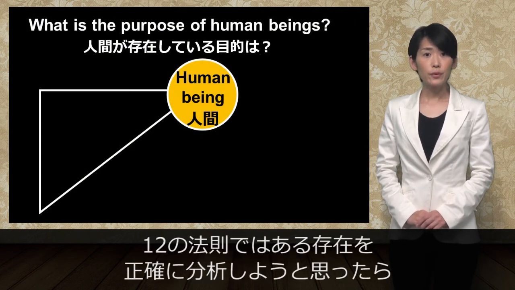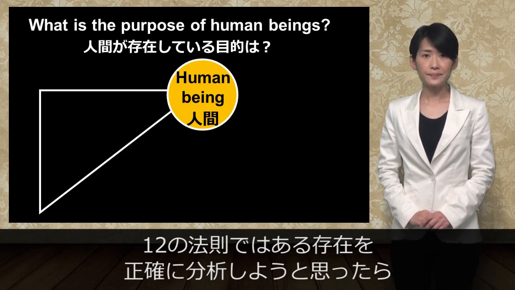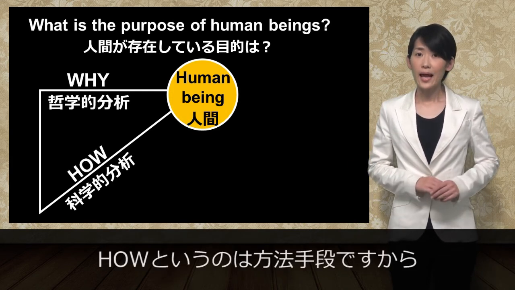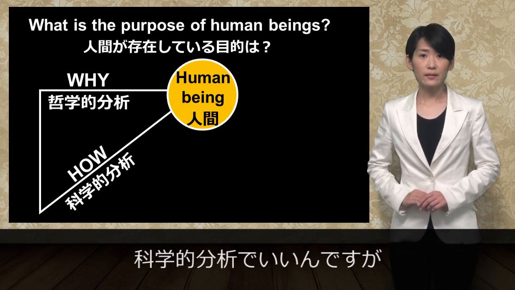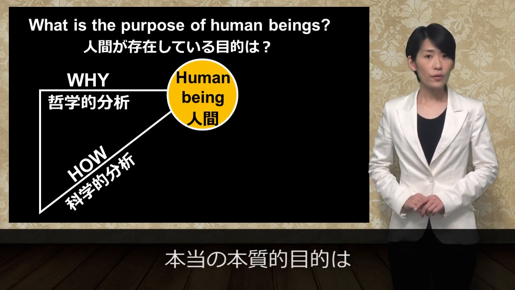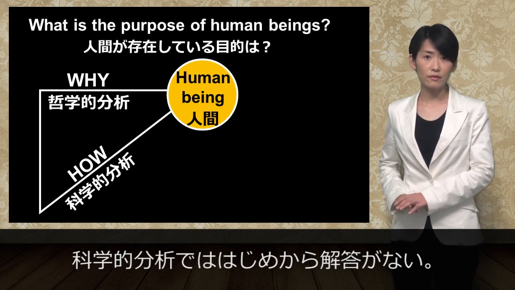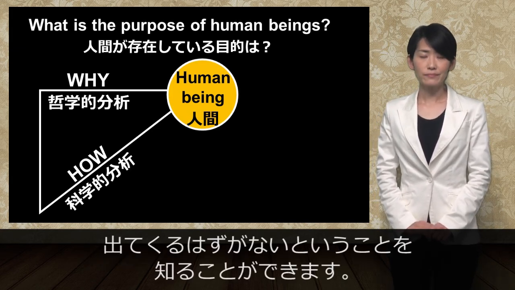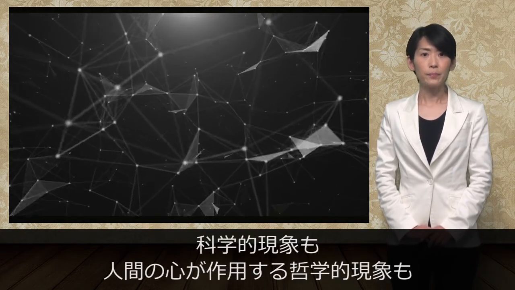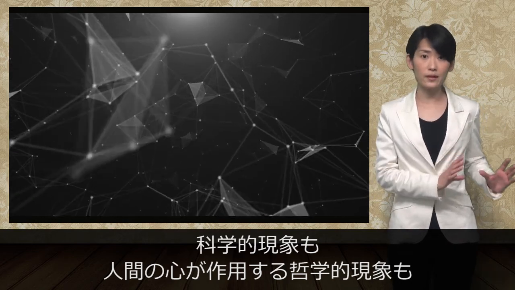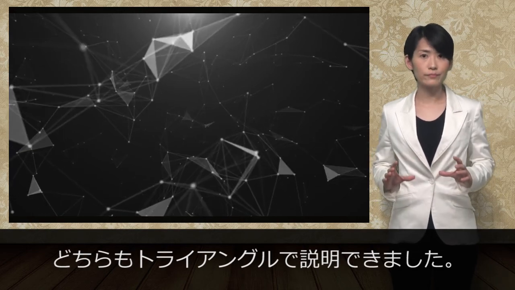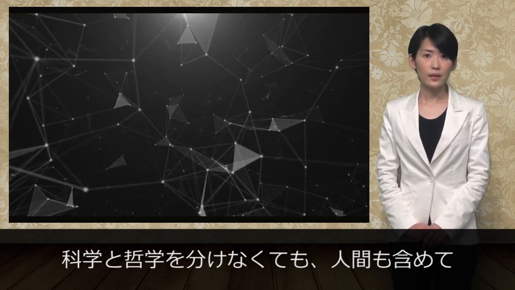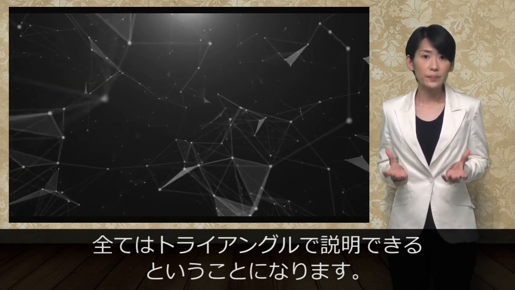In the 12 laws, if you want to analyze an existence accurately, there is always a question called why and how. Since how is a method, scientific analysis is proper for it, but there is no answer from the beginning in a scientific analysis for the real intrinsic purpose. You can know that it cannot come out. Organized, we could explain both scientific phenomena and philosophical phenomena in which the human mind acts in a triangle. Even if we do not divide science and philosophy, we can explain everything, including human beings, with a triangle.